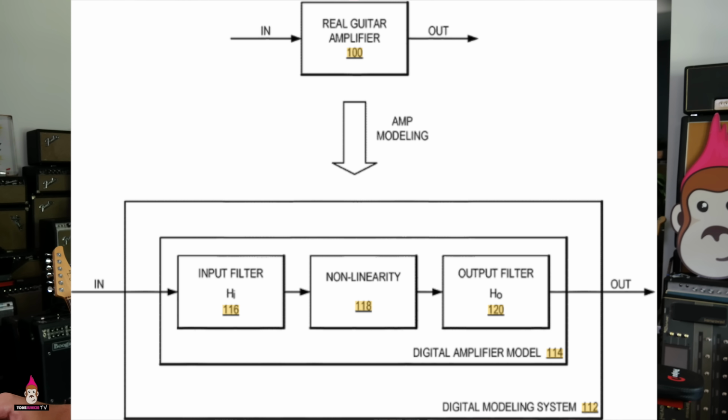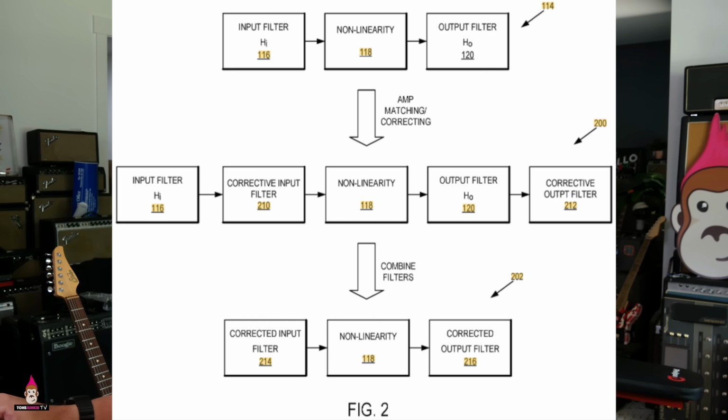Meaning here are the 2 things that we're talking about in this patent. Okay, we're talking about a real guitar amplifier and then a digital modeling system that contains a digital amplifier model that contains an input filter, nonlinearity, and an output filter. Looking further at figure 2, we see the process by which these 2 units sort of derive a third thing, or this is really describing the process.